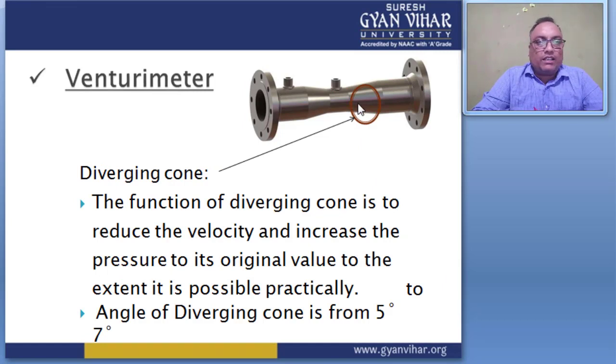This is the diverging cone section, and the function of the diverging cone is to reduce the velocity and increase the pressure to its original value, to the extent that is practically possible. The angle of the diverging cone varies from 5 to 7 degrees, and this diverging cone provides the output section of this venturimeter. It also gives a pressure difference inside this pipe.